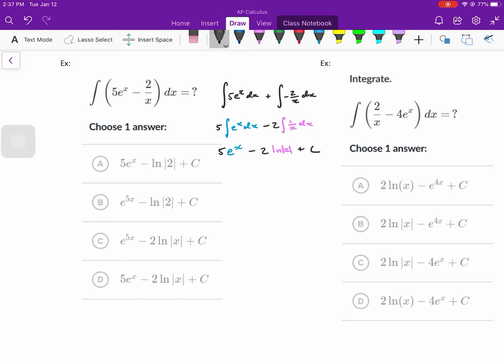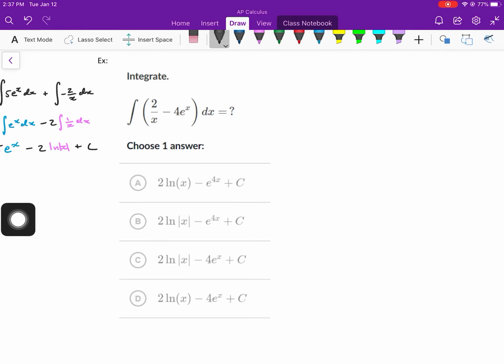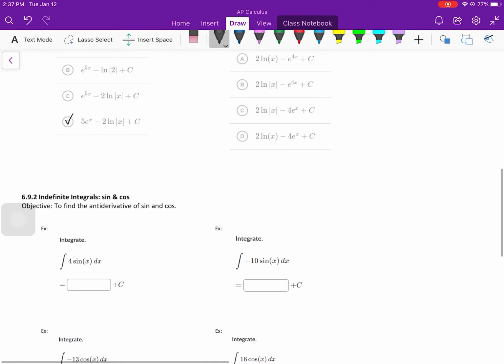And they're trying to confuse us a bit here, but d is going to be our answer, right? And I don't know where that 2 would come from. We're not plugging anything into the x. We're just following right along with those formulas. You could take a look at this one. Very, very similar. That's just going to be 2 natural log of x minus 4e to the x plus c. So just find that answer there.